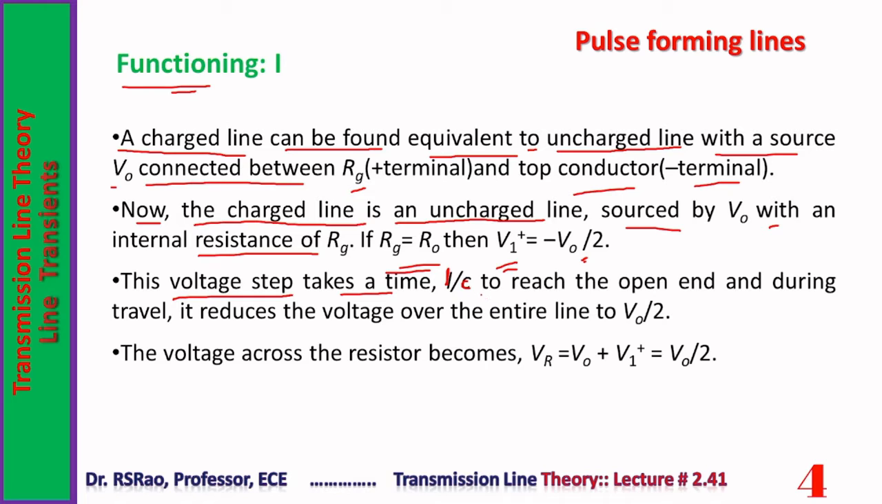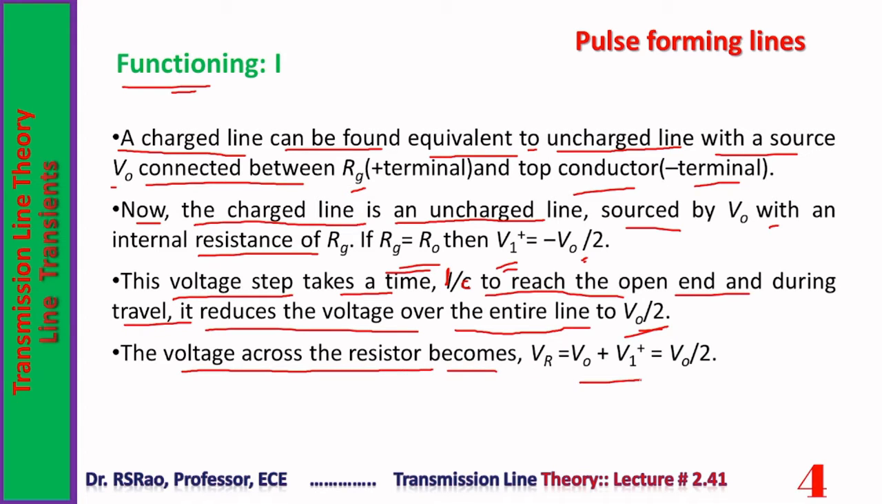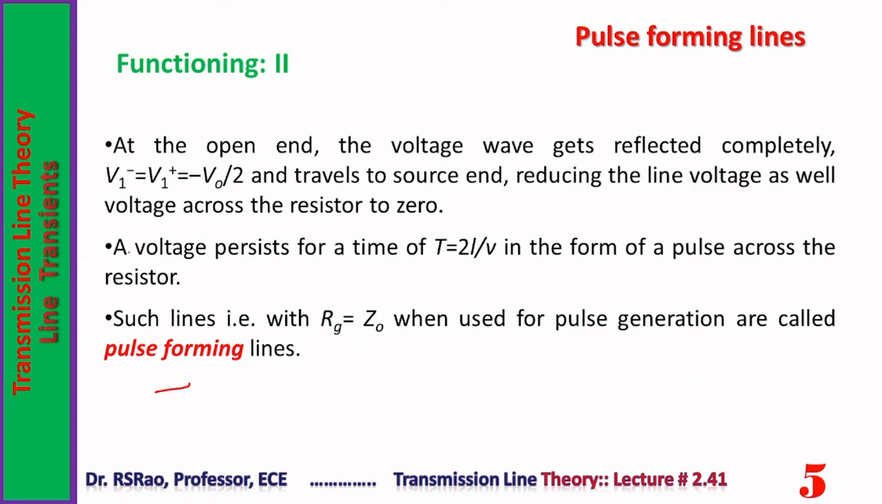A time equal to L by C to reach the open end, and during travel it reduces the voltage over the entire line to V0 by 2. The voltage across the resistor now becomes VR equal to V0 plus V1 plus, which is equal to V0 by 2. At the open end, the voltage wave gets reflected completely because it is an open circuit.